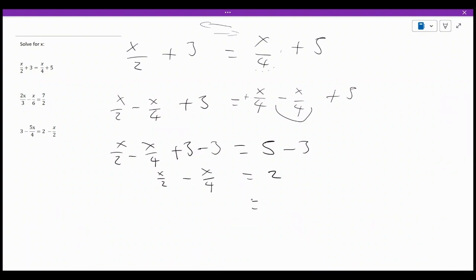Okay, and how do you add fractions? We find the lowest common denominator. Okay, so we look at 4. Factors of 4 are 1, 2, and 4. So 2 can go into 4.